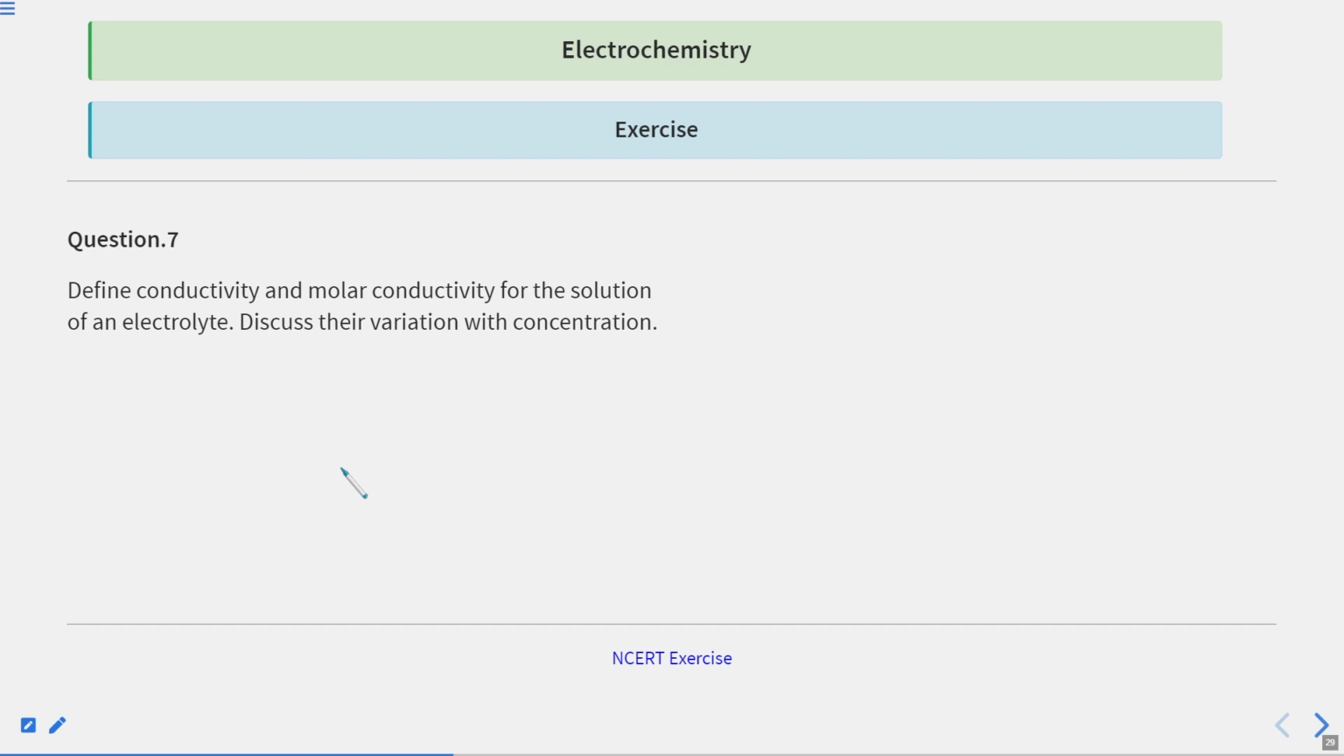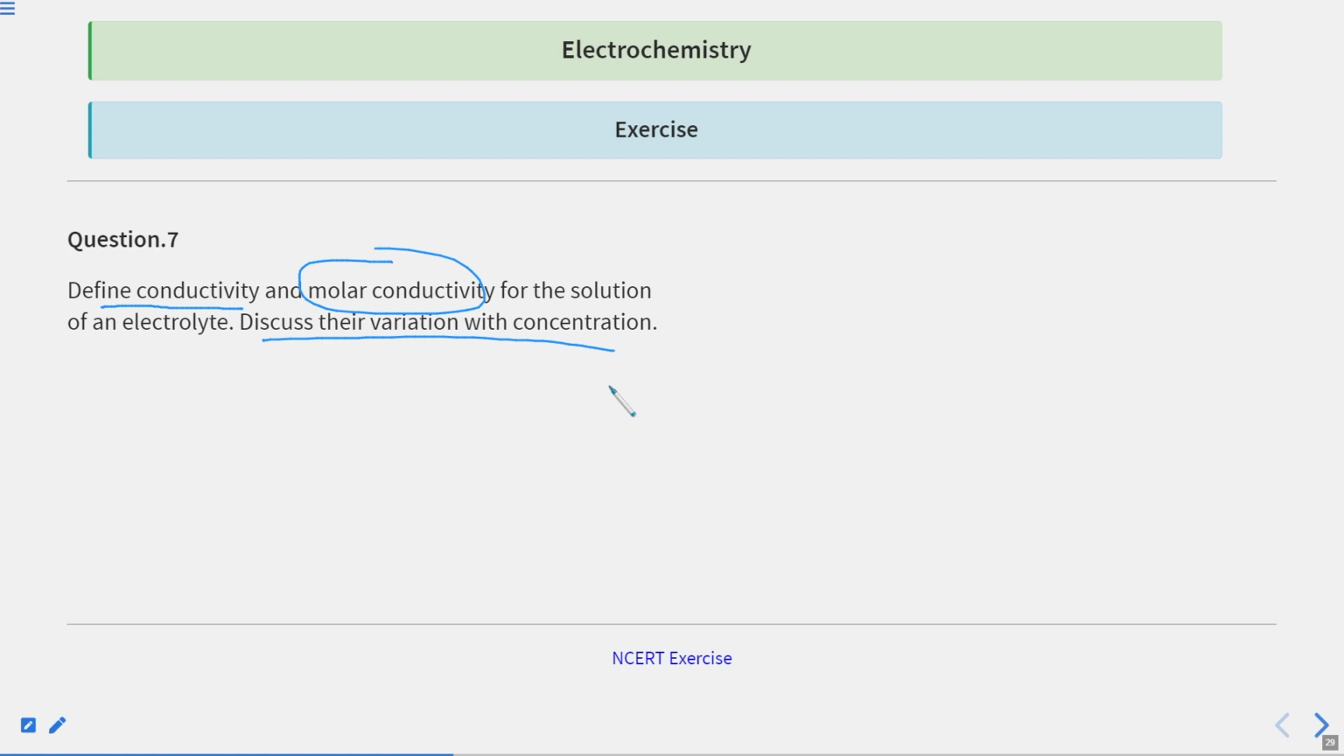Now, next question. We have to define conductivity and molar conductivity. I'm not going to the basic definition; I'm telling you the extract of it. Discuss their variation with concentration. We have seen the graph. First of all, what is molar conductivity and conductivity? Conductivity is basically 1 by rho. You must have studied R is equal to rho L by A, right?